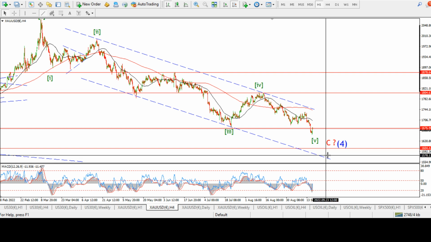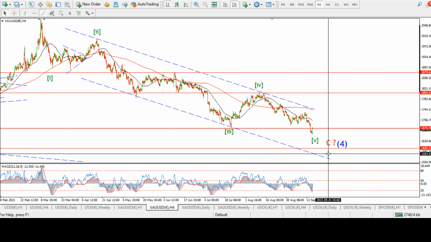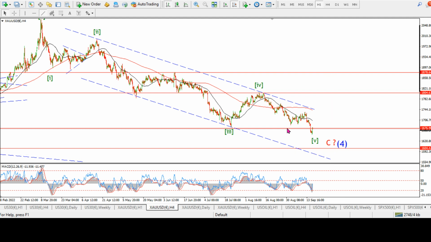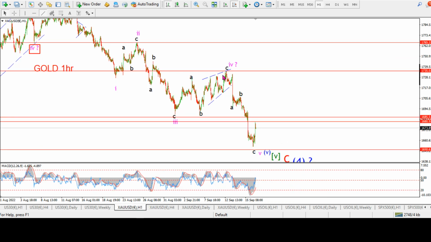Maybe even towards 1660 or 1560 or 1550 to complete that. Let's see. Next week should tell us a lot, because if we are bottoming here, then we should see a break above the previous fourth wave or second wave correction to completely end that pattern here.